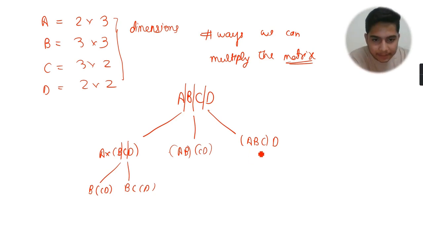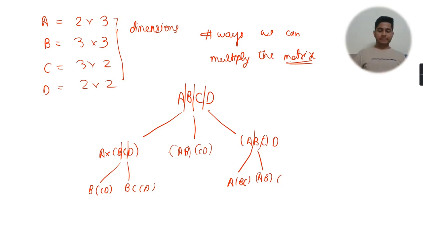And in the case of ABC, it will be like A into BC and AB into C. So now you can see that we are breaking down the problem. We have made sub problems out of it. So now we are getting somewhere.